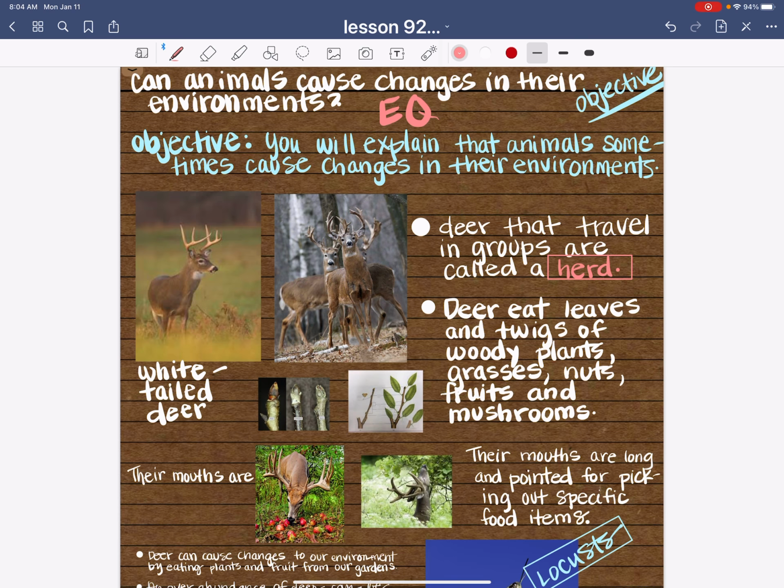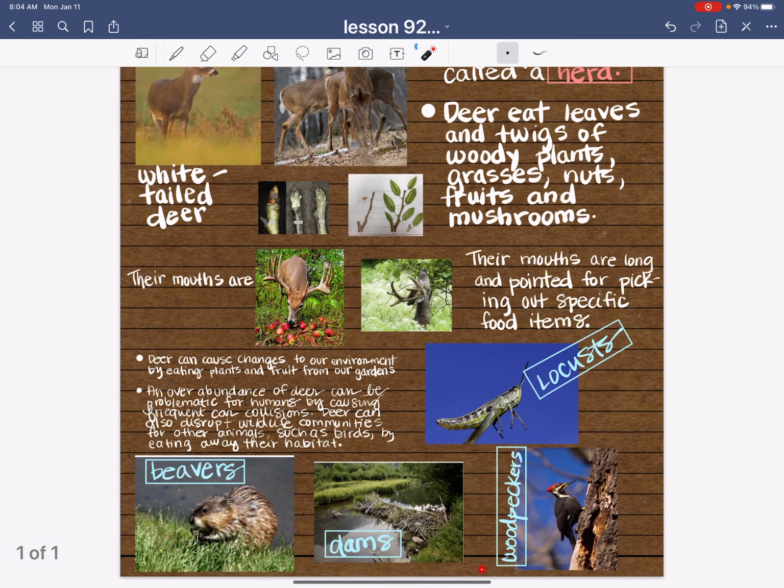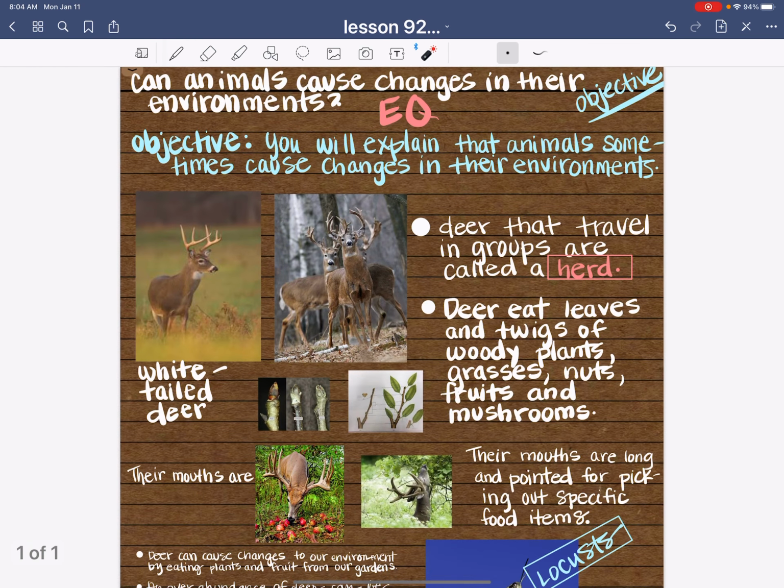Anyway, so today we're continuing our study for biological sciences. This is lesson 92, and our first lesson is on animal effects. All right, so our EQ, which is our essential question that we need to be able to answer by the time we get all the way down to the bottom of our lesson: Can animals cause changes in their environments? We can already tell that yes, they're definitely going to cause changes in their environments. But let's investigate that further, because not only can we say yes or no, we've got to be able to prove it.